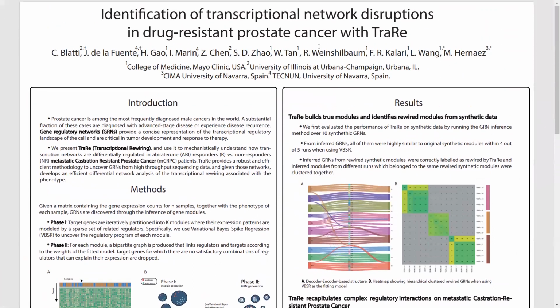So this has been the identification of transcriptional network disruption in drug-resistant prostate cancer with TREWIRE.